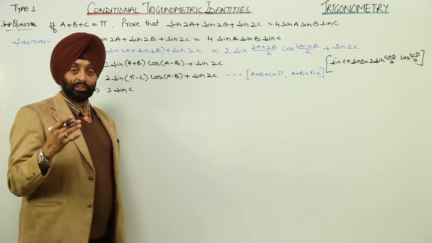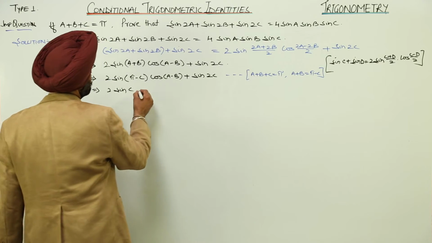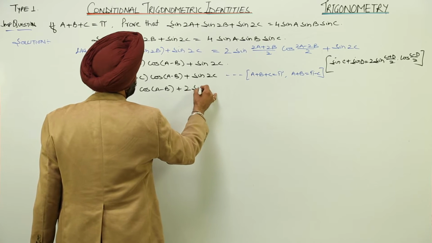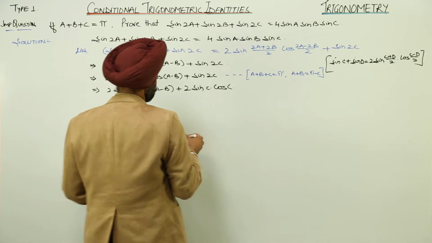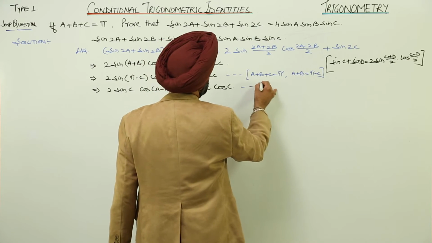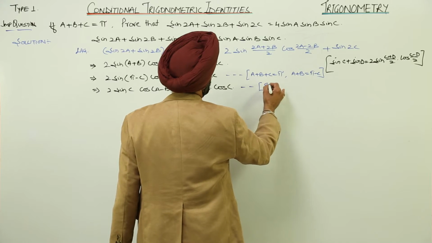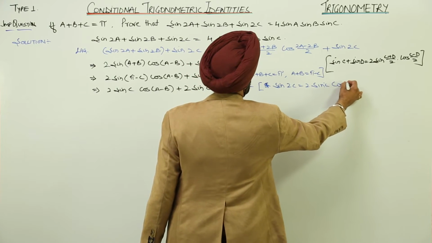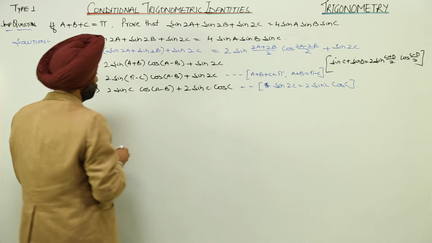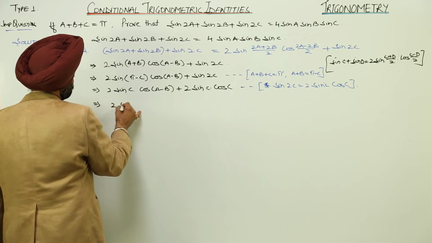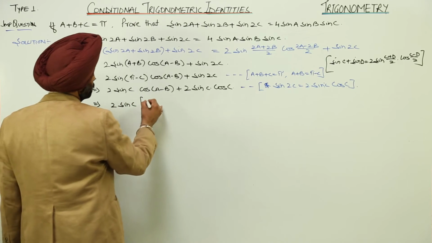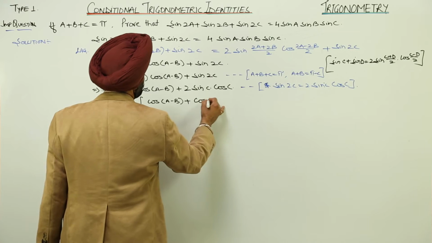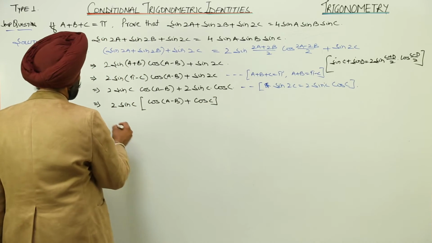Now pi minus C is in the second quadrant, so sign is positive. So it becomes 2 sin C cos (A minus B) plus 2 sin C cos C, since sin 2C is equal to 2 sin C cos C. Taking 2 sin C common, we are having cos (A minus B) plus cos C. Okay.